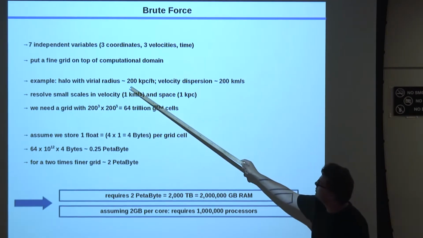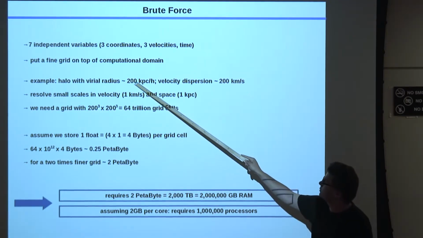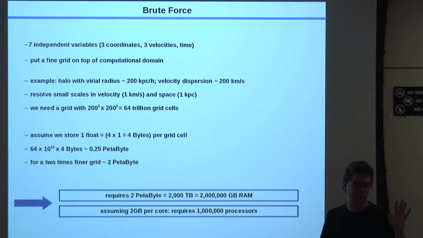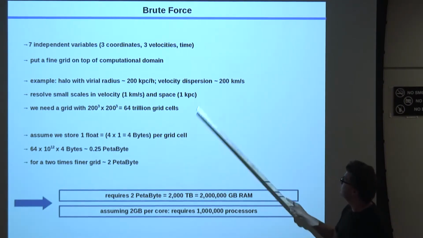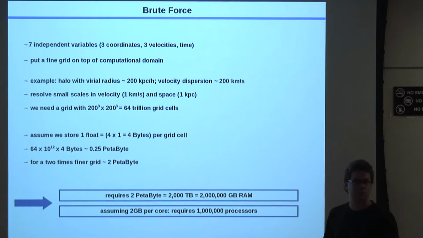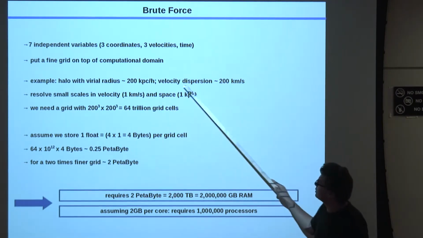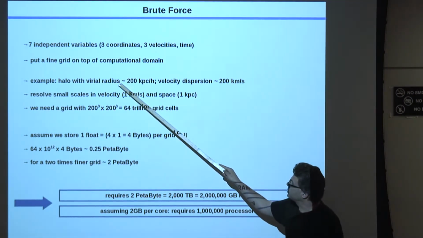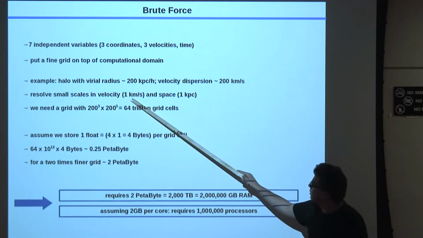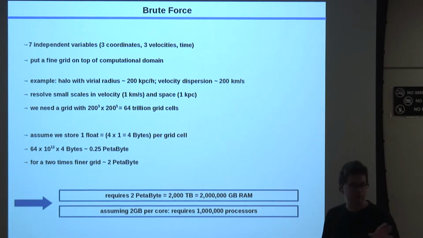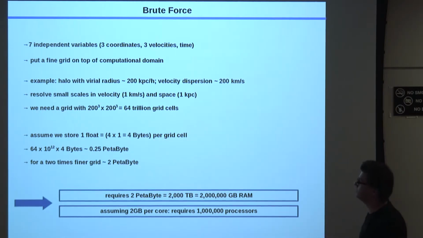So for example, if we have a halo which has a virial radius of the order of 200 kiloparsec, which is typical for the Milky Way, as we said yesterday, and we have a velocity dispersion in this halo of the order of 200 kilometers per second. That's also the typical value you have in Milky Way halos, for example. And if you want to resolve the velocity structure and the spatial scales with 1 kilometer per second and 1 kiloparsec, I just made these numbers up, but that's a reasonable resolution that we want to achieve.